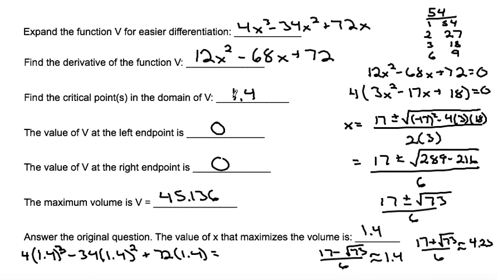Now remember, I rounded this to 1.4. If you wanted to keep more decimals, you definitely could, or you could leave it as 17 minus the square root of 73 over 6. That would be the exact solution. The 1.4 is just rounded, so you're welcome to use the exact values.